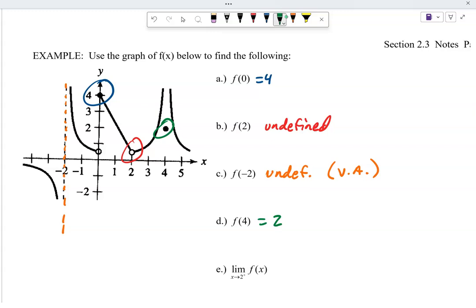Now let's do some limits. Let me erase these.